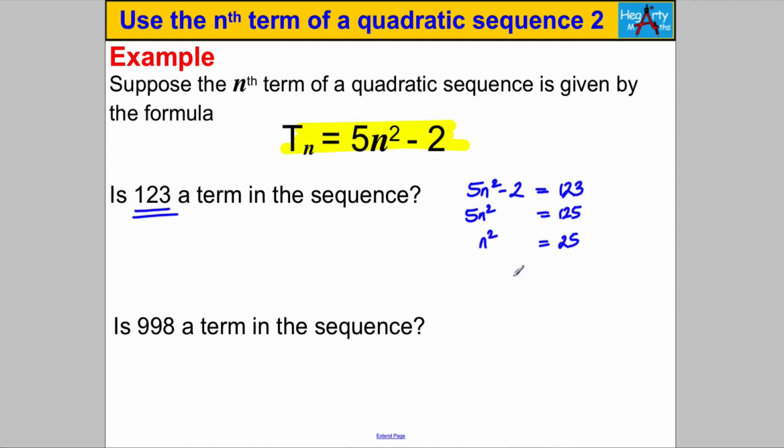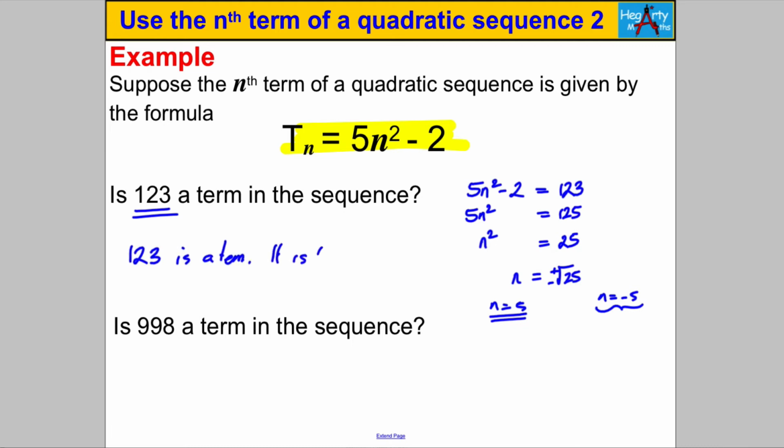And I take square roots of both sides. n is therefore positive or negative the square root of 25. Now, I'm going to ignore n being negative 5. There is a solution n being negative 5, but that is irrelevant to me. n in the case of sequences always must be positive integers, whereas the other answer is n is 5. Now, because I have found a whole number answer for n, then I know that 123 is a term.